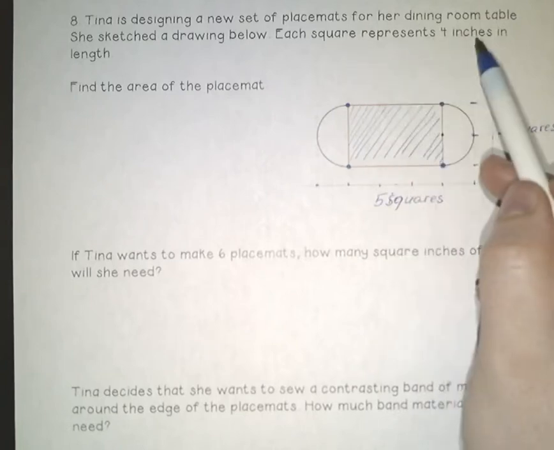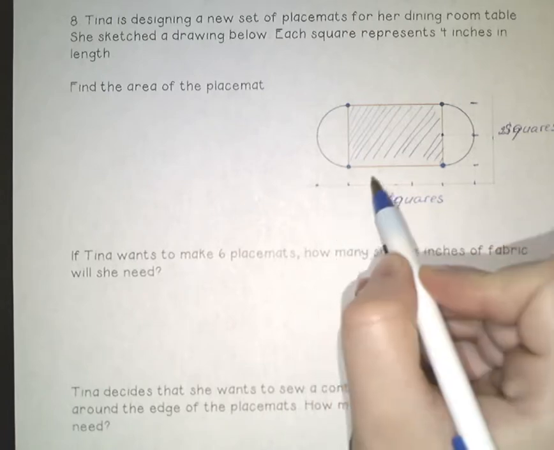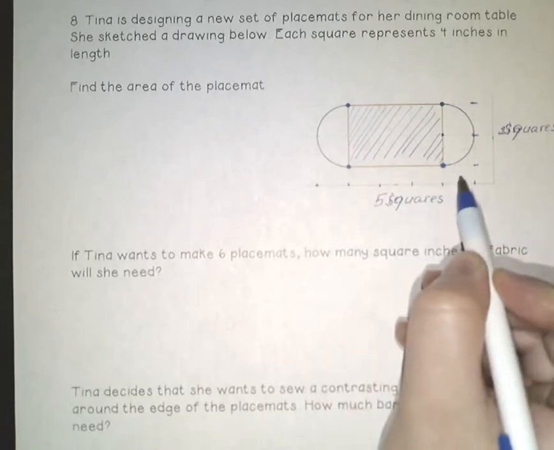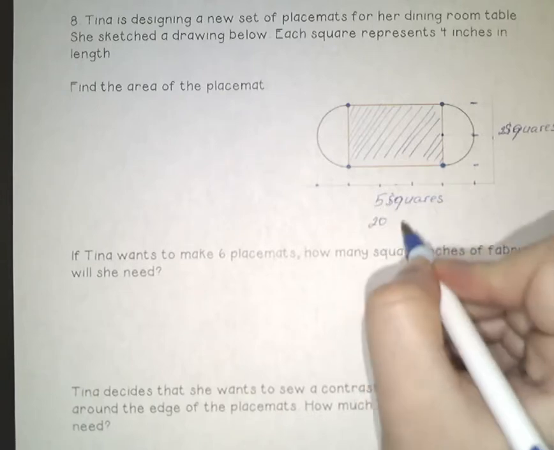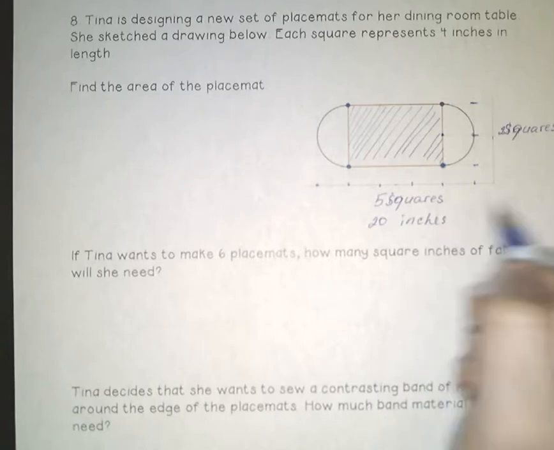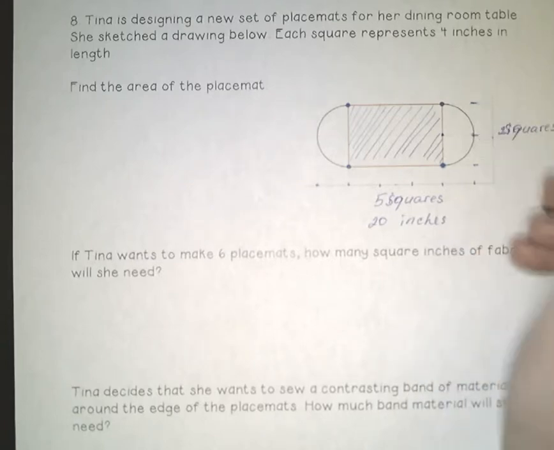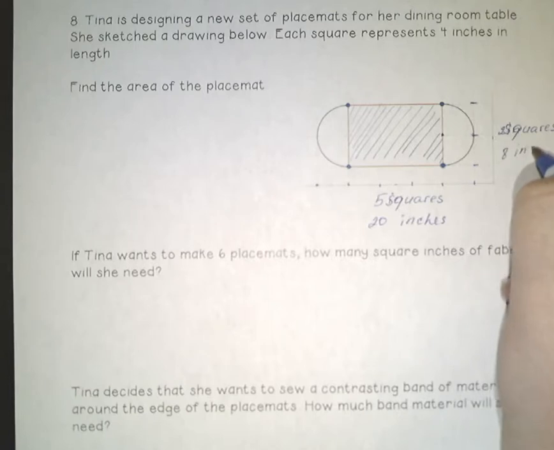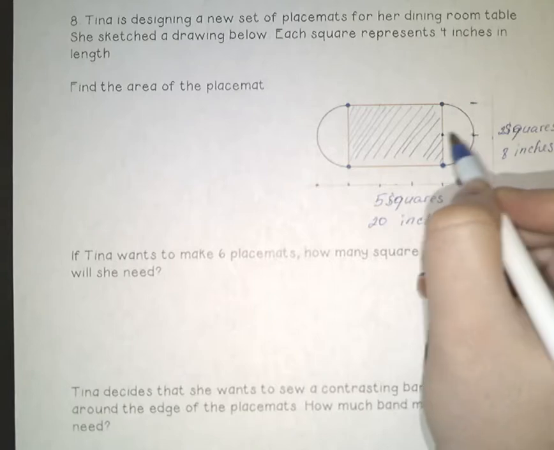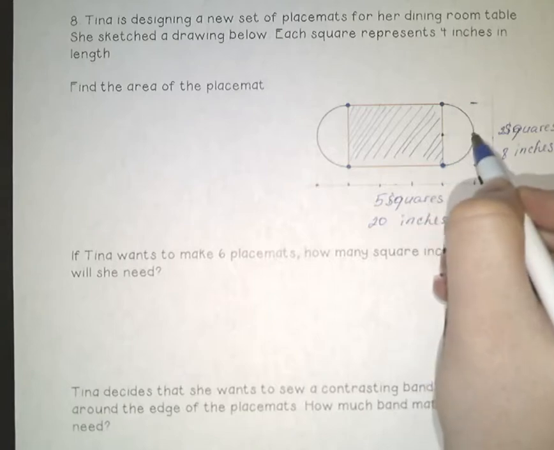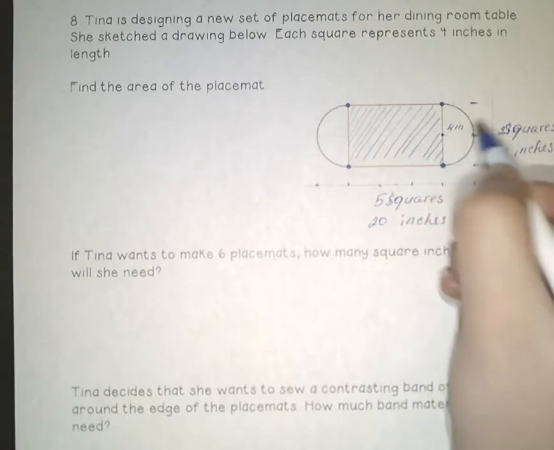Now let's think inches. Each square represents 4 inches. So this is 4 inches, this is 4 inches, this is 4 inches, 4 inches, and 4 inches. So 4 inches times 5 squares is going to be 20 inches. And here I have 4 and 4, which is 8 inches. Okay, now let's look at the radius of the circle. Radius of the circle is right here. Its radius is the same as radius of the semicircle, right? It's 1 square, which is 4 inches.